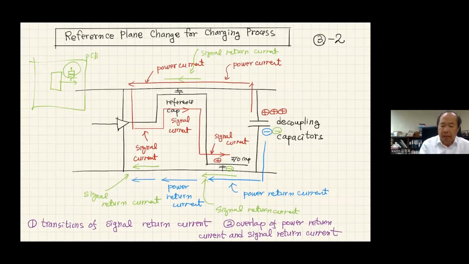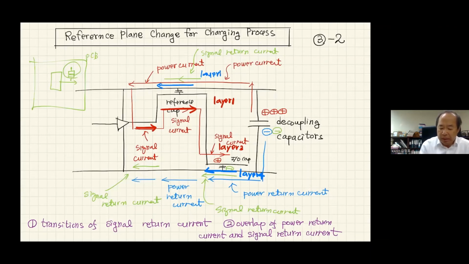Then our signal current will go through layer 1, and it will go to layer 3. And return current will go through layer 4, and some return current will go back at layer 1.